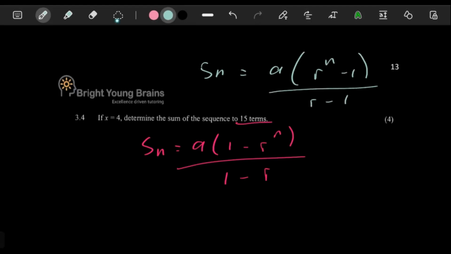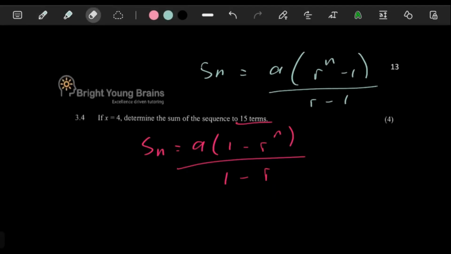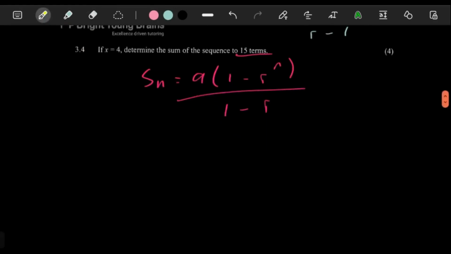Anytime you see that your value of r is between -1 and 1, for the sake of calculating your question more easily, you can just swap these around. That's 100% valid. These are two formulas, they both work, but in our situation, we're going to use this pink one here.